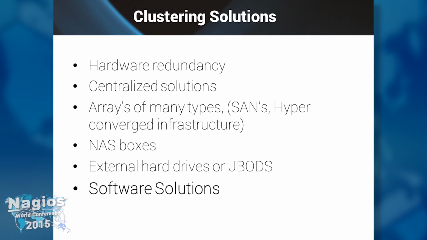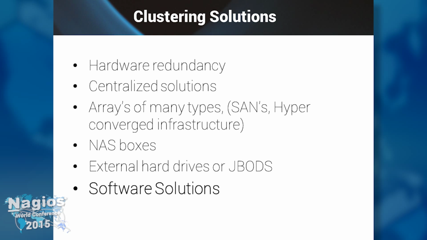So, clustering solutions. There is a whole bunch of different ways you can do this. Hardware redundancy is a good step. There's SANs and different types of arrays: NAS boxes, SANs, external JBODs, a bunch of different ways you can have your storage. Of course, hardware redundancy is a good first step. What I'm going to be mostly talking about today is software solutions. It's a thing that a lot of people are starting to consider.